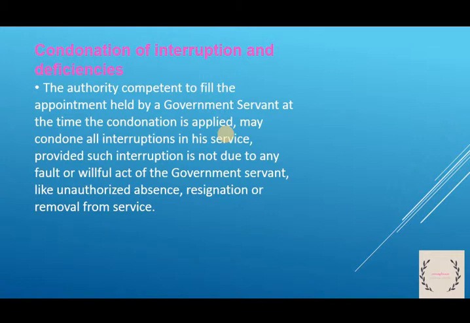Condonation of interruption and deficiencies. Any kind of interruption or deficiencies that may come accidentally into service of an employee. So the authority competent to fill the appointment held by a government servant at the time the condonation is applied may condone all interruptions in his service, provided such interruptions are not due to any fault or willful act of the government servant, like unauthorized absence, resignation, or removal from service.